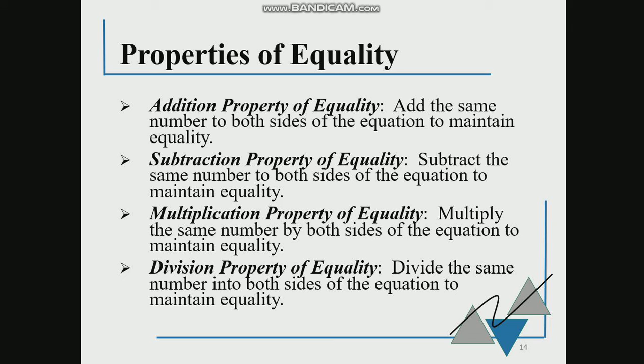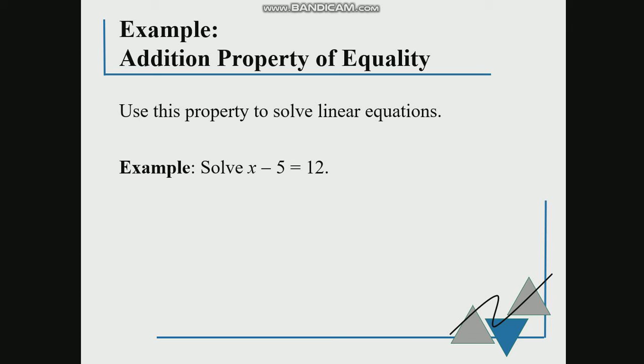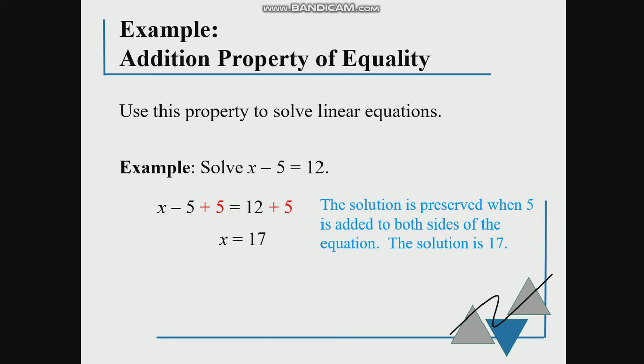All right, so an example, I want to use the addition property to solve this equation. So what am I going to do? Well, I'm going to add 5 to both sides of the equation, right? I get x minus 5 plus 5, so I just get x, right, is equal to 17, and that's my solution. Now I want to check it, make sure it's right. 17 minus 5 is equal to 12. It works.